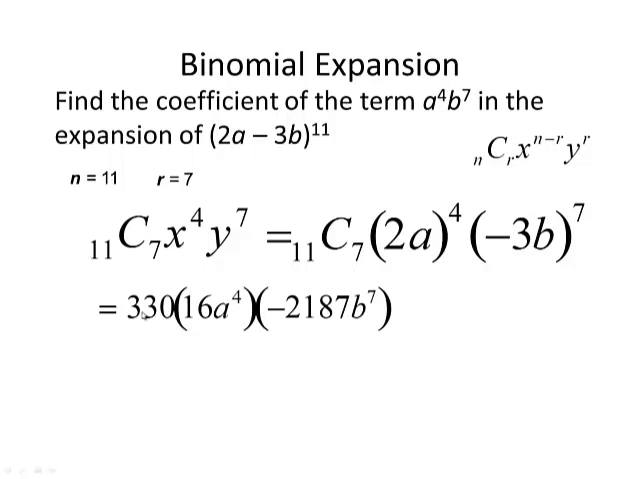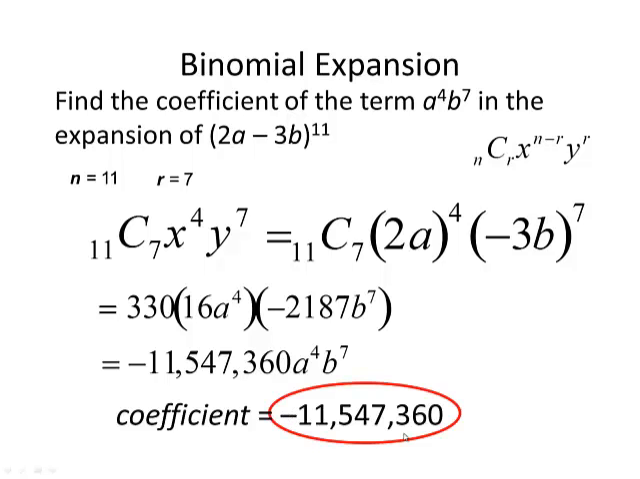11c7 is 330. 2a to the 4th is 16a to the 4th. Negative 3b to the 7th is negative 2187b to the 7th. Multiplying all those numbers together, I get negative 11,547,360, and that is the coefficient that I was looking for, the number in front of the a to the 4th, b to the 7th term.